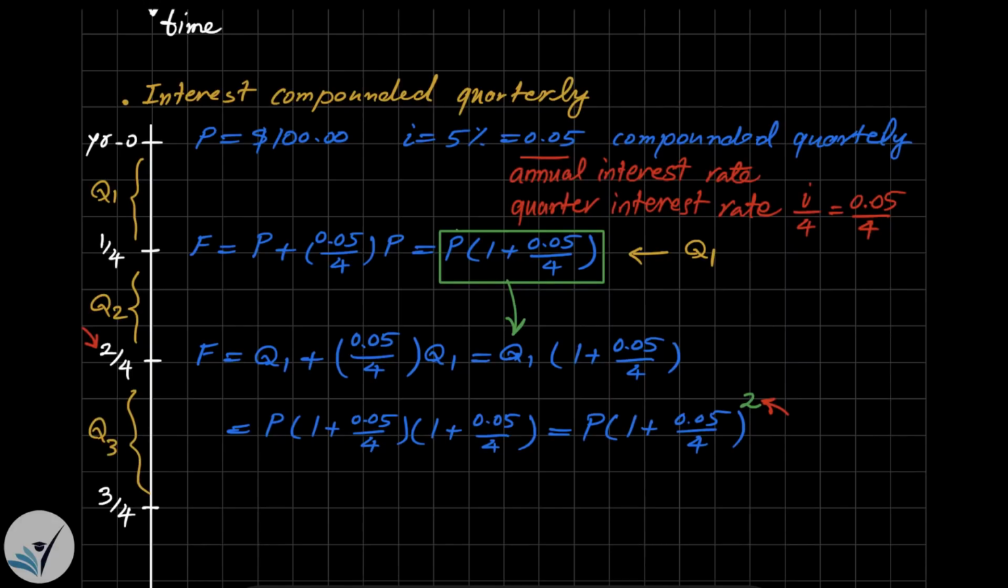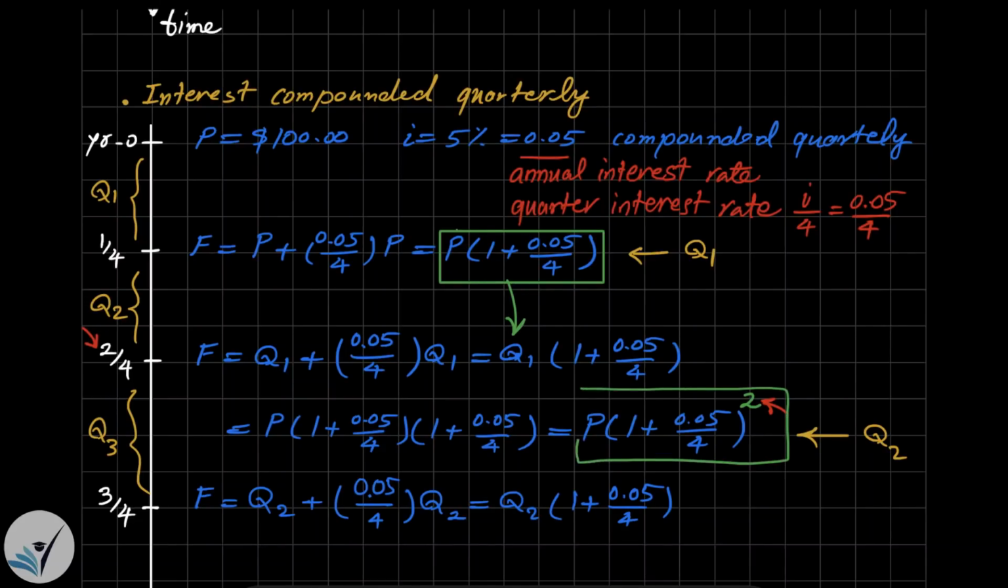At the end of the third quarter, the balance would be equal to the balance of the account at the end of the second quarter, Q2, plus the interest, which is 0.05 divided by 4 times the balance at the end of the second quarter, which is Q2. And we can simplify this. We would get Q2 times 1 plus 0.05 divided by 4. Q2 is what we obtained up here, and we can replace Q2 with this expression right here.